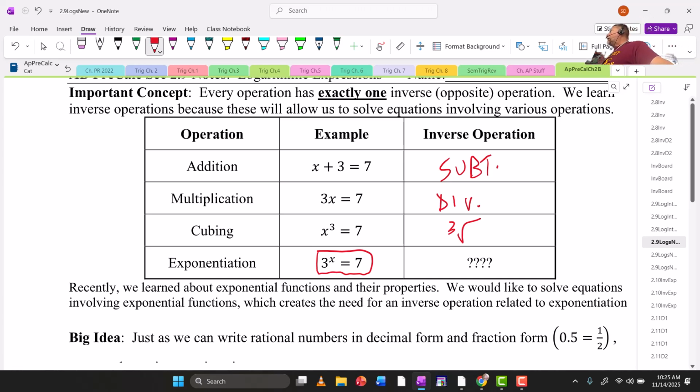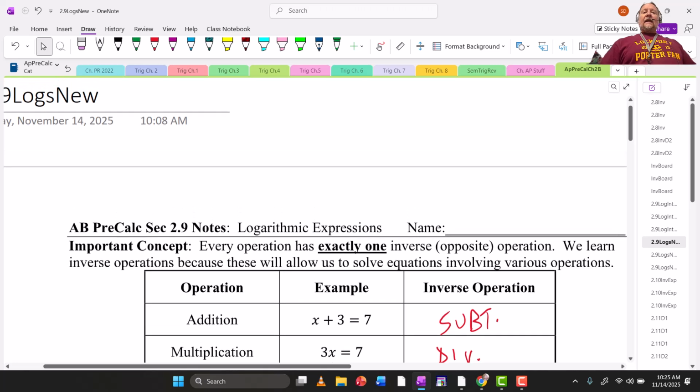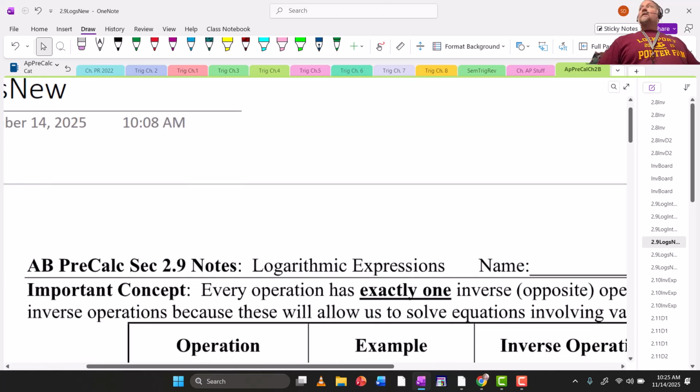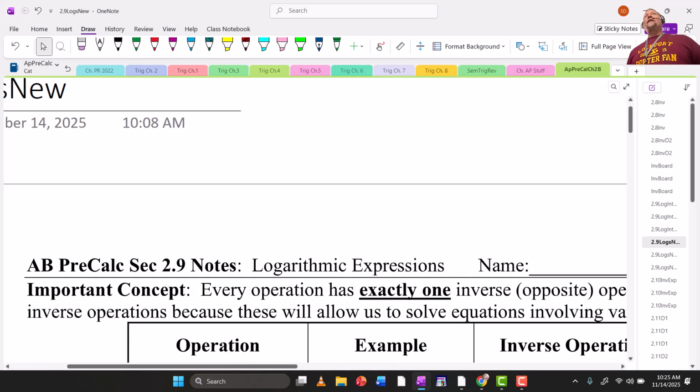I just gave you a movie. What is it called? Logarithm. Hey, when I say inverse, you say what? No, we lost you. When I say inverse, you say.